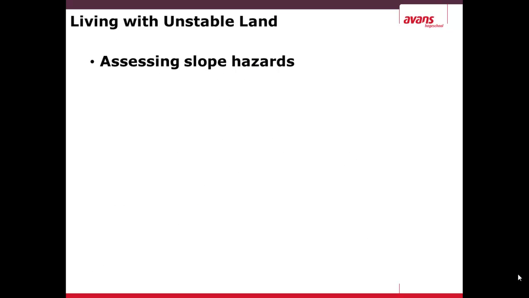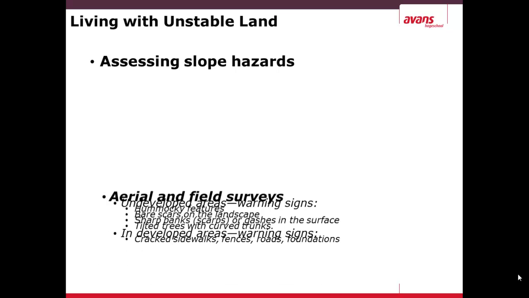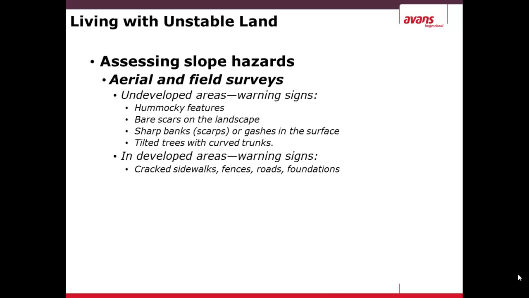Living with unstable land, first you should assess slope hazards. Using aerial and field surveys, if it's an undeveloped land, you look for scars in the landscape or sharp banks or tilted trees, which show creep. And in a developed area, of course, you'll see cracked sidewalks, fences, roads, and foundations of houses nearby.